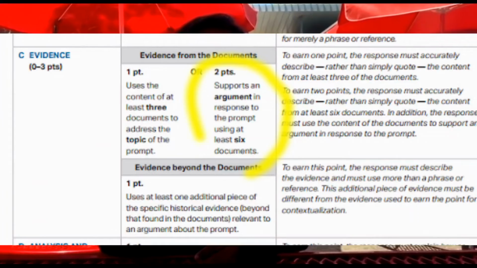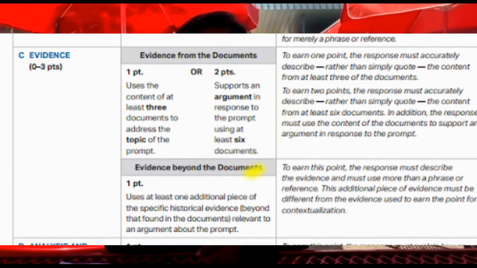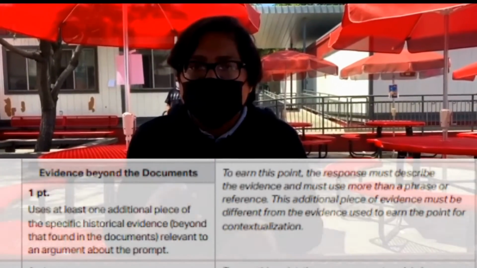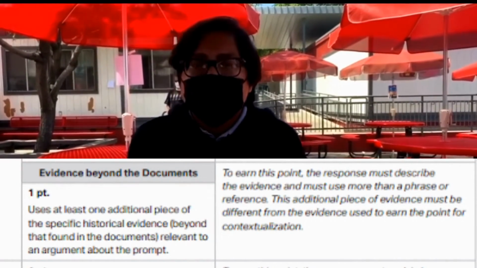And then for evidence, you have to use at least 6 of the 7 documents to get a 6 out of 7. But it's actually a lot safer if you use all 7 documents, just in case you don't describe one well. There's no specific place where you have to provide evidence beyond the documents, but it would be useful, as that would also increase your chances of getting the complexity point.